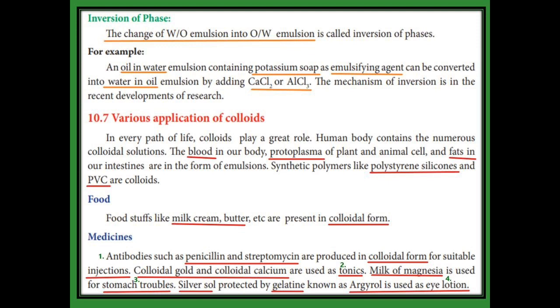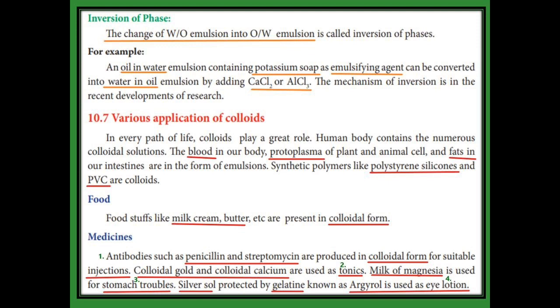Now we are going to learn the various applications of colloids in the human body as well as other earth life. They contain so many colloidal solutions. For example, in our human body, blood is a colloidal solution. In plant and animal cells, the protoplasm is a colloidal solution. And the fats in our intestine are also in the form of emulsion.